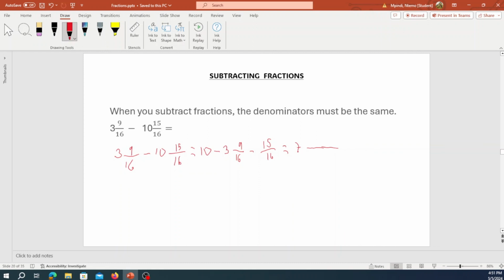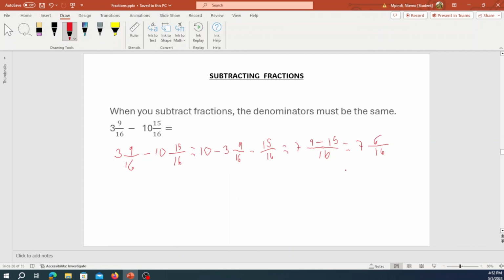So we got our 7, right? 10 minus 3 equals 7. Now this 9, okay, now we're gonna leave our 16 the way it is. Okay, and equals 7. We're gonna leave our 16 at the bottom the way it is, and 9 minus 15, or 15 equals 6.